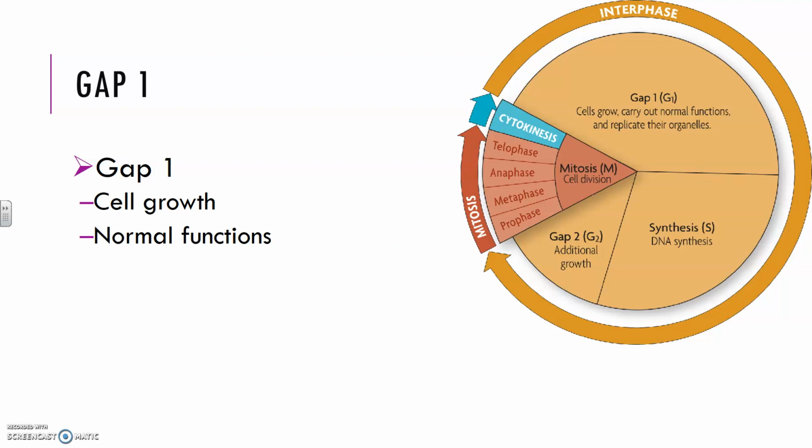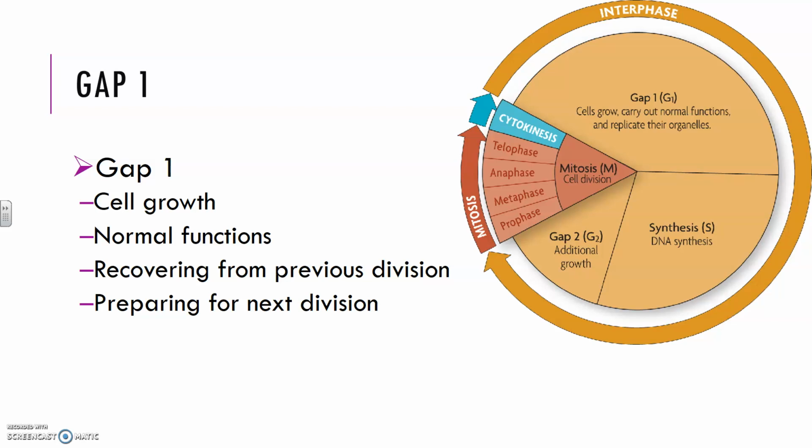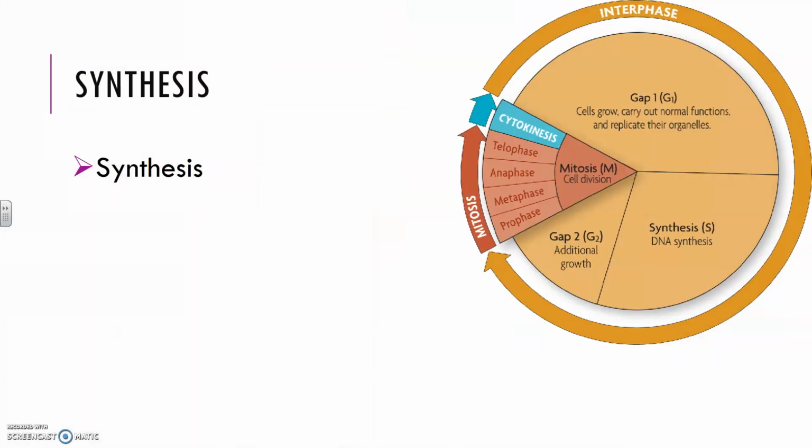You're going to have normal functions, so we've been talking a lot about those. You're going to have a lot of ATP synthesis using cellular respiration, and really just kind of going through the motions of what that cell is designed to do. And then it's also really just recovering from that previous division. So it's creating more cytoplasm, it's replicating its organelles so that it's actually up to full capacity and can really do everything it needs to. And it starts to prepare for the next division. So the cell divides and then immediately starts getting ready for the next division. And then it goes into synthesis.